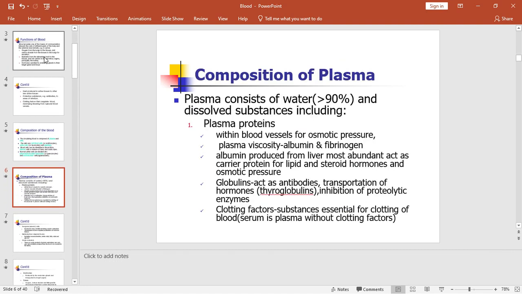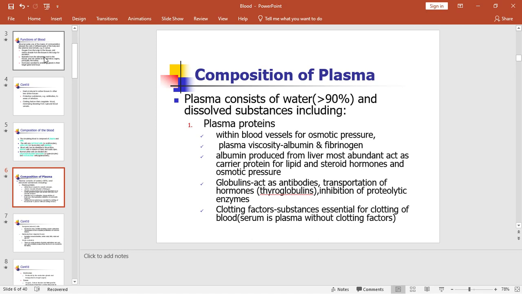Right, so a little bit more detail on the plasma. We've already said that the plasma is the liquid part of the blood. This liquid part of the blood is made up of 90% water. It has a number of dissolved constituents. Some of these dissolved constituents are plasma proteins.